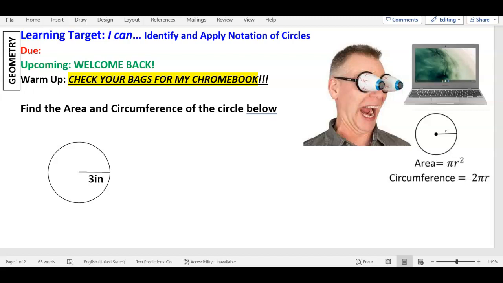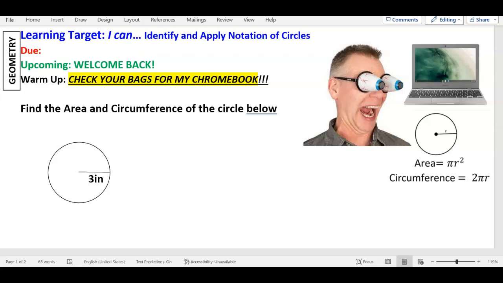So let's do this warm up. It should be pretty straightforward because we did area and circumference before the break, okay? Headphones, please, in the back. Appreciate it. Now, off to the left here, we got the formulas. We have pi r squared for area. We got 2 pi r for circumference. Those were part of what we did before the break.